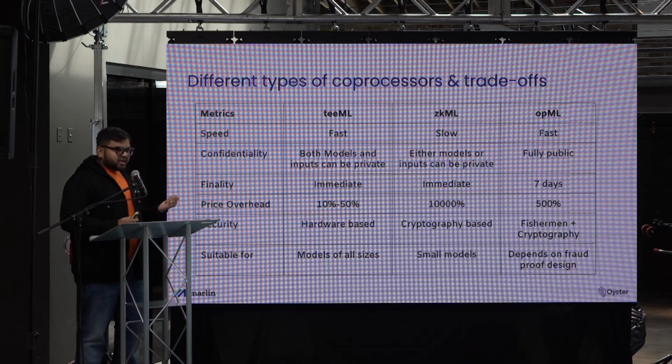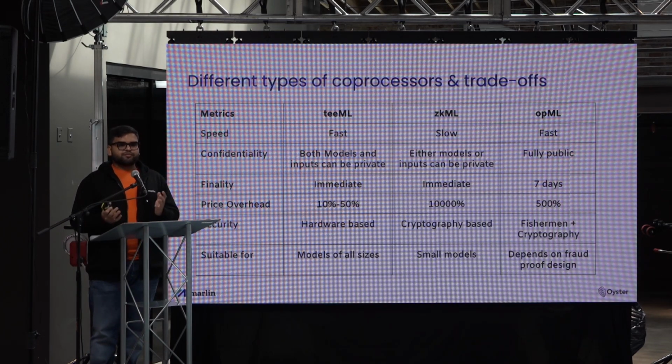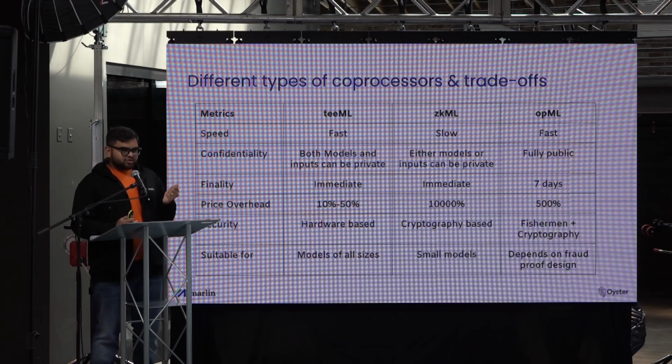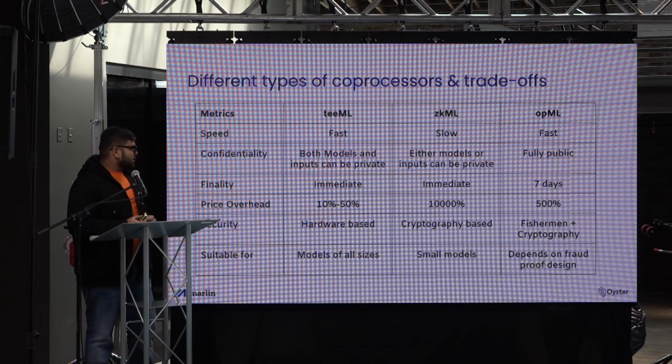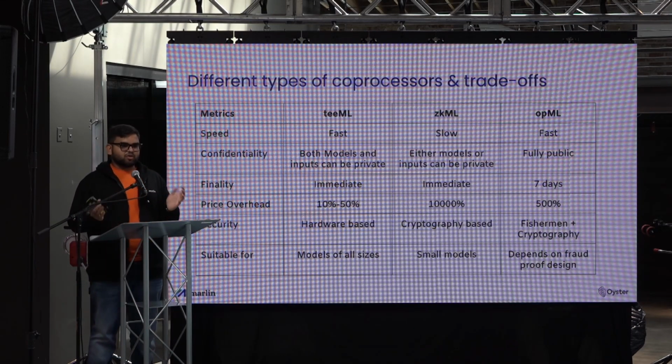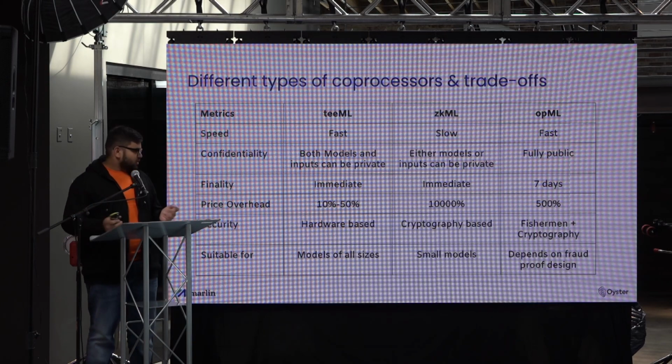In terms of security, TML offers hardware-based security. That means you are trusting the hardware provider itself, be it Intel, AMD, or AWS or NVIDIA. So that's one limitation. Whereas in zkML, it's totally cryptographic. So whatever ZK proof has been generated, you can rest assured that it has been done the right way. And in terms of OPML, like we spoke earlier, it's a concept of fisherman plus cryptography.